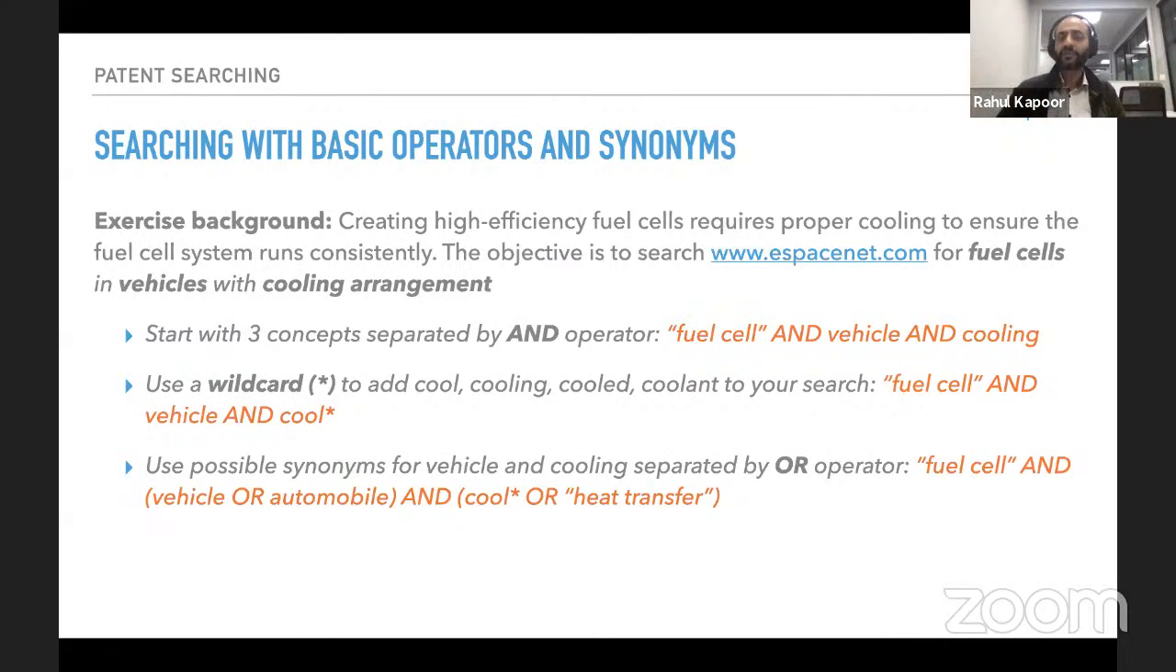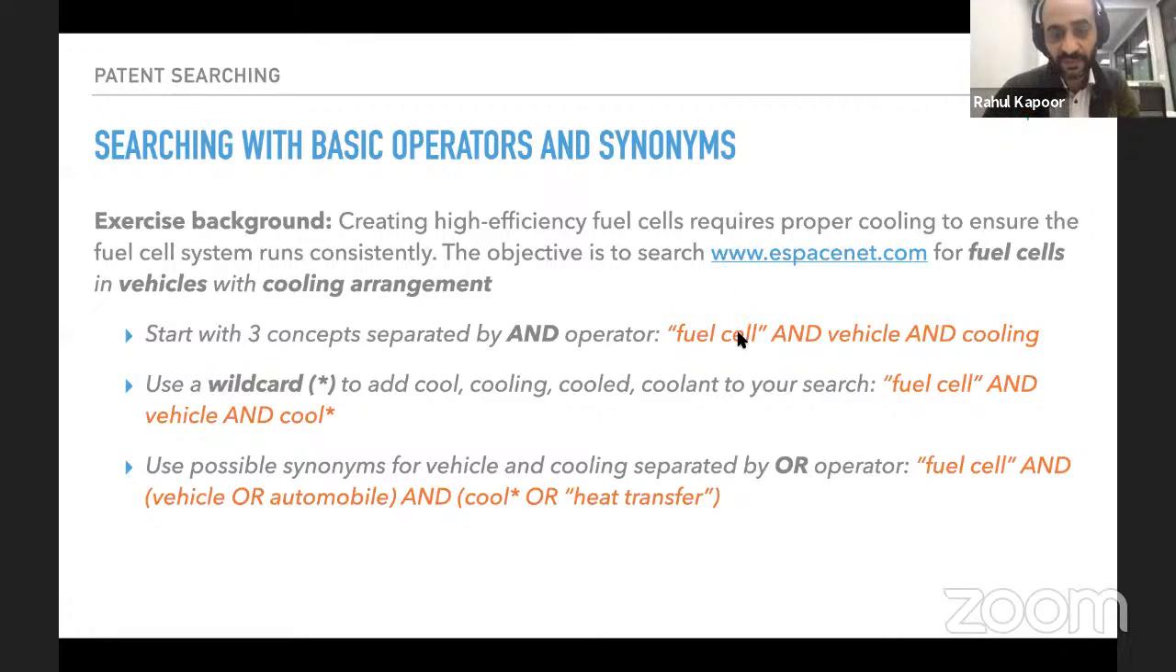Creating high efficiency fuel cells requires proper cooling. Actually, it's very important for the fuel cell system to run well. So there are 3 concepts that I want you to search. One is fuel cells. You have to search for fuel cells only in vehicles, so it has to do something with vehicles, cars, trucks, or whatever. And there has to be a cooling arrangement. Separate them all with an AND operator.